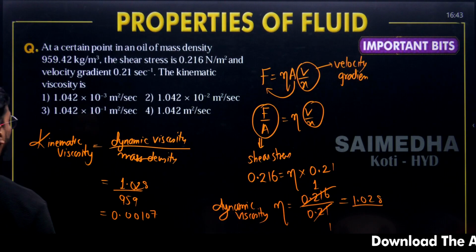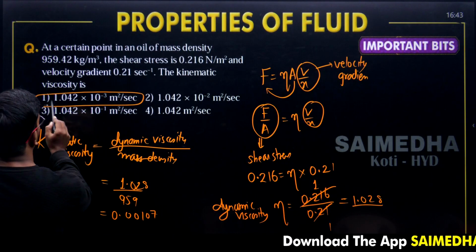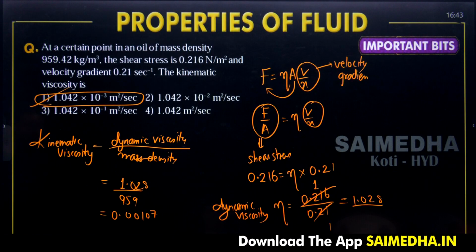The correct answer should be what? 10 to the power of minus 3 only. This is going to become your correct answer. Okay. Moving on to the next question.